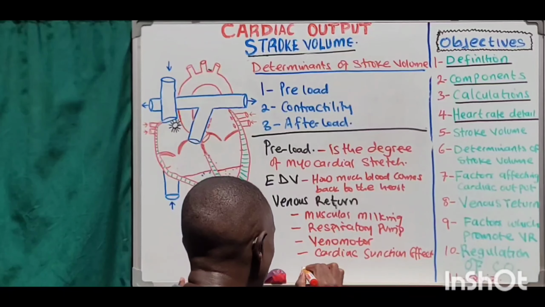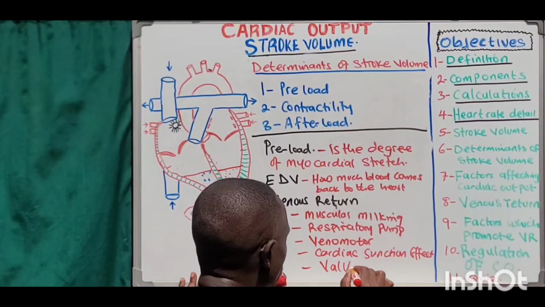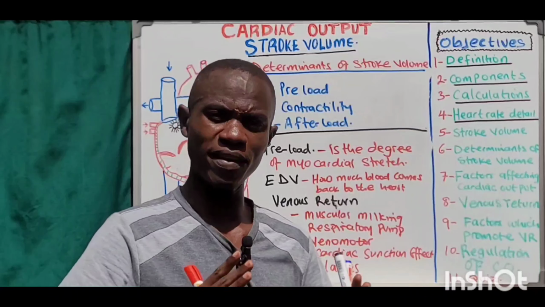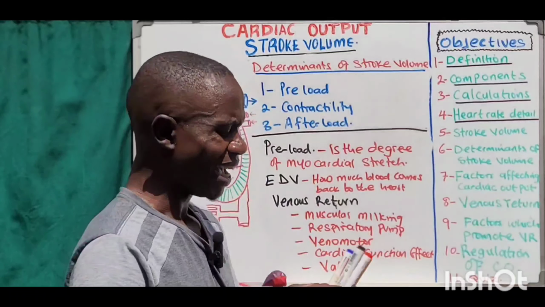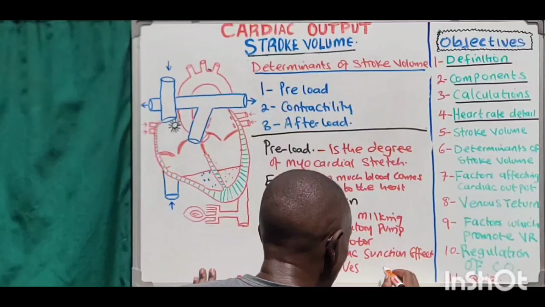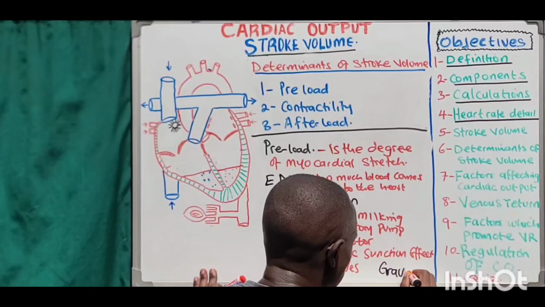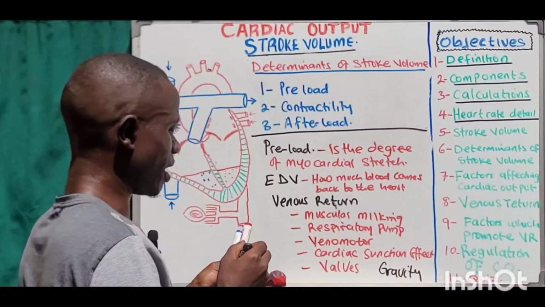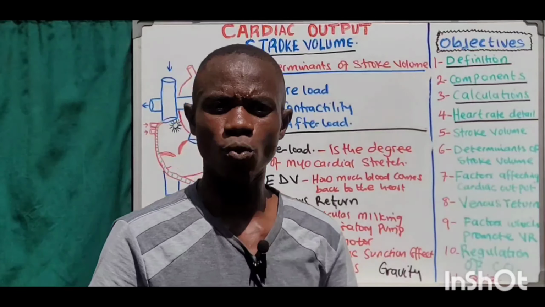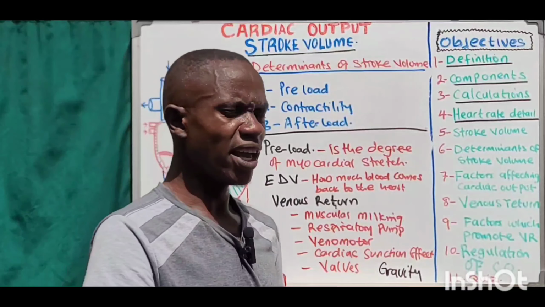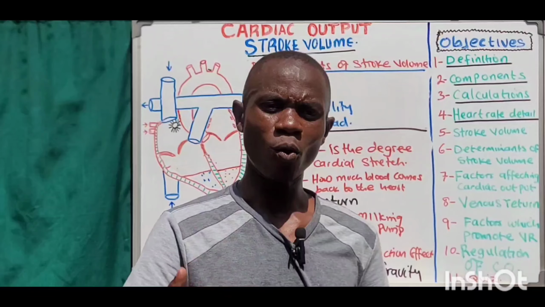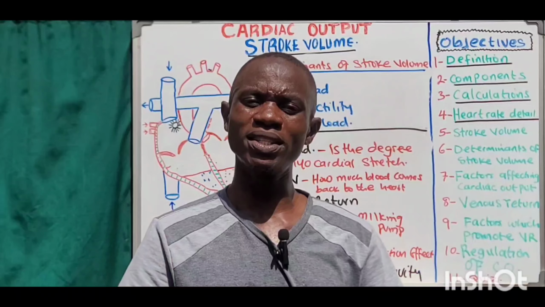And then another one is going to be the presence of valves. Super important, ensuring unidirectional blood flow in veins to come back to the heart. And another one which is somewhat minor, but is also very important, is gravity. So all these are going to be ensuring an increase in venous return. Now, if you increase venous return, you're increasing end diastolic volume. Once you increase end diastolic volume, you're increasing preload.